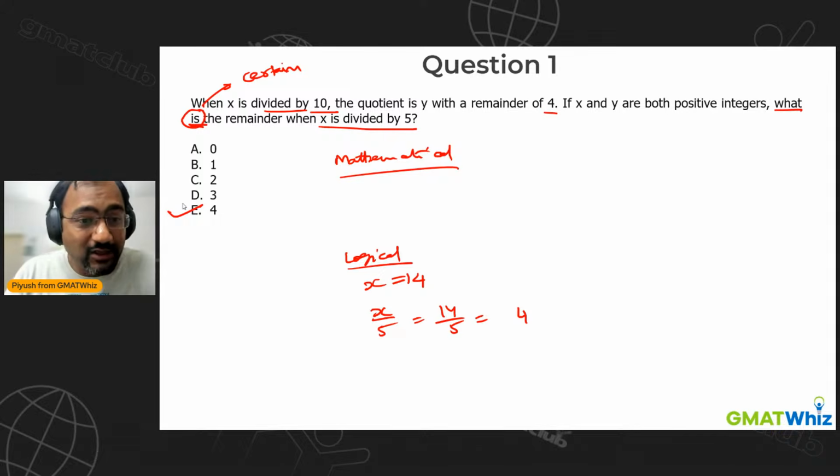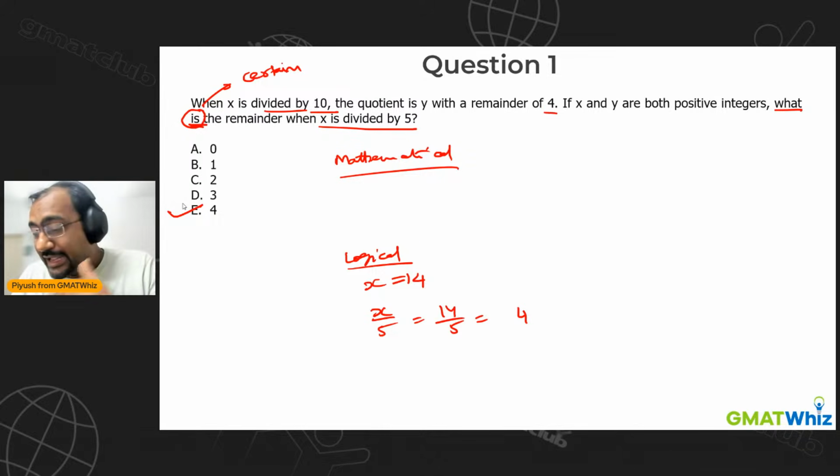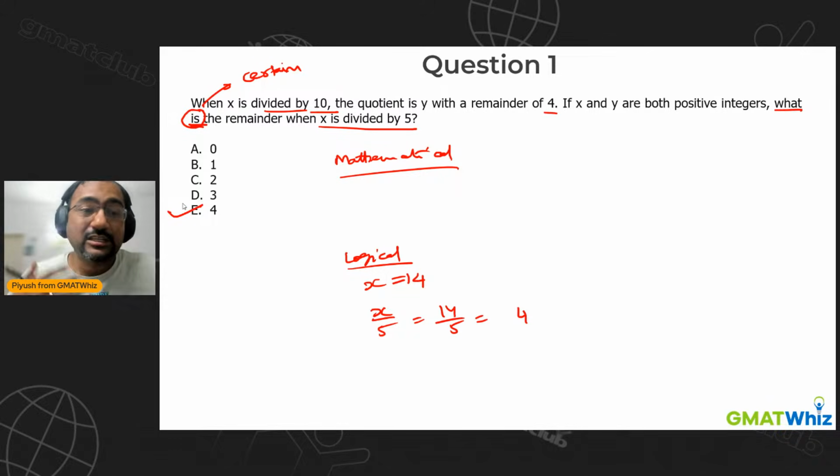So you can always look at these fine things in the question stem, which allow you to use numbers to solve the question. So here it is saying what is the remainder. However, had the question been slightly different, had the question been talking about, let's say, what could be the remainder, what may be the remainder, or what is the sum of all possible remainders, you may not be able to plug in numbers. In that case, you need to use a mathematical approach, which is more around, let's say, using a remainder theorem.